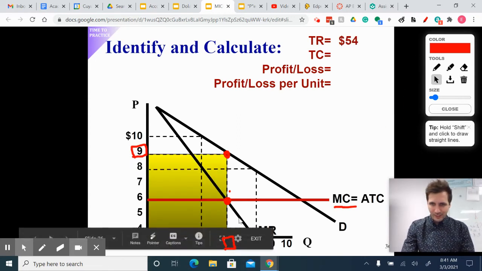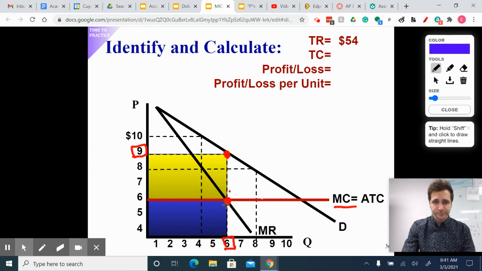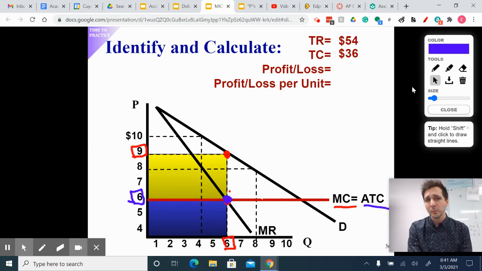My total cost, I dash up until I hit average total cost. It just so happens that my average total cost here is the same as my marginal cost, so I'm going to intersect it at the same point. So my average total cost is going to be 6. 6 times 6, my total cost is going to be $36, or the blue box.